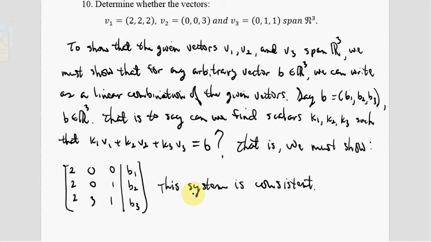Set what equal? We just did that. We just set them equal. We set the linear combination of these vectors equal to B. Because if you did that, you're only showing it for that arbitrary vector and not for every vector out there in that big space R3.